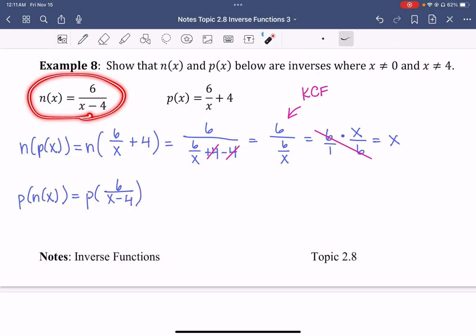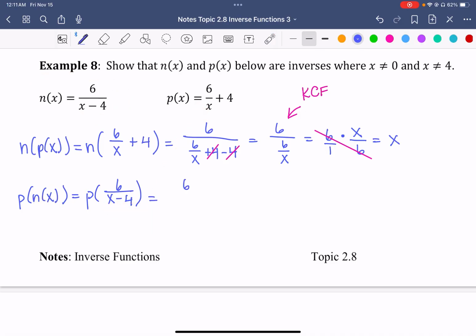Okay, so we have n of x here. N of x is 6 over x minus 4. And I'm going to put this one into the x of p. So we're going to have 6 divided by 6 over x minus 4, and then outside we're going to have plus 4.